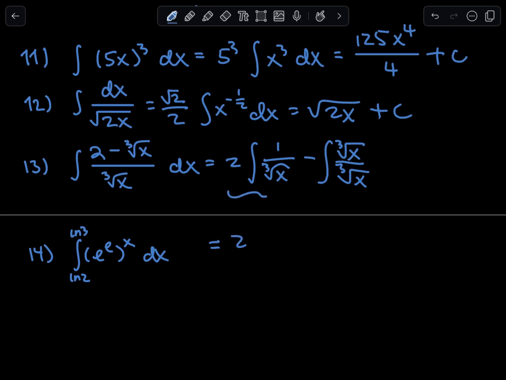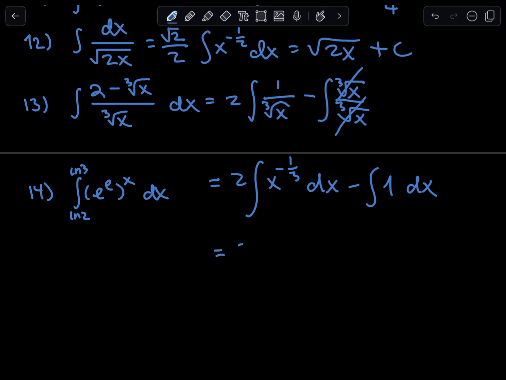So let's rewrite this as 2 times the integral of x to the power of minus 1/3 dx, minus the integral of 1 dx. Okay, these cancel out. So this is just 2 times x to the power of 2/3 divided by 2/3, minus x plus c.